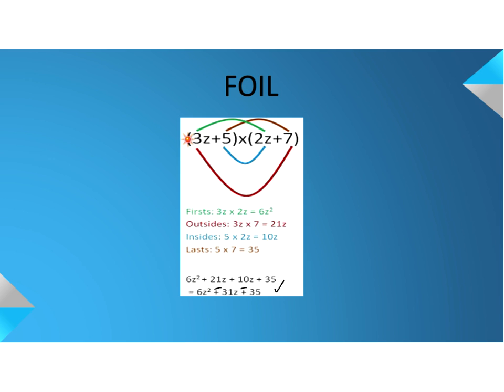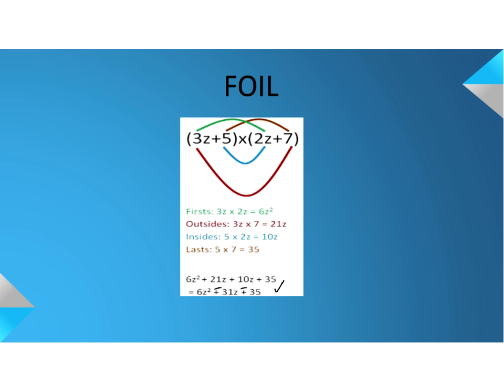Now we're going to stick with 3z here. Now we have to multiply this 3z by the other number inside the second set of parentheses, which gives us 21z. Then we take our inside terms, multiply those two together, so 5 and 2, and then we have to multiply 5 and 7, so 10z and 35. Put them together for 6z squared plus 31z plus 35.